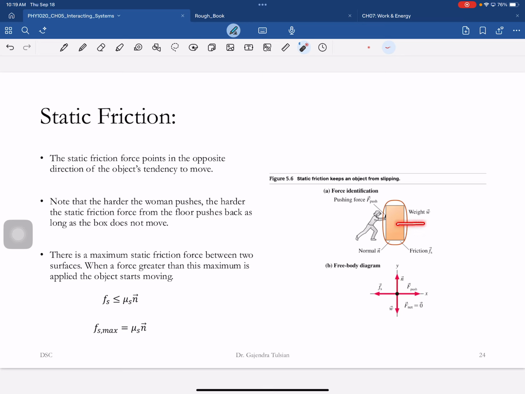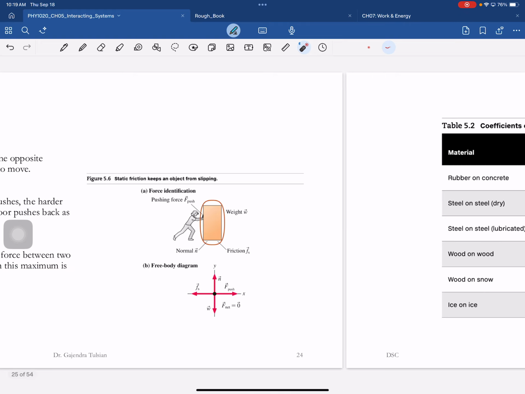So if you're trying to push in this direction, static friction force pushes in this direction. If you try and push in the opposite direction, static friction force pushes in the opposite direction. Friction forces always act in the opposite direction of the tendency to move or the direction in which you're moving. So the static friction force is less than or equal to the maximum static friction force. When a force greater than this maximum is applied, the object starts moving.